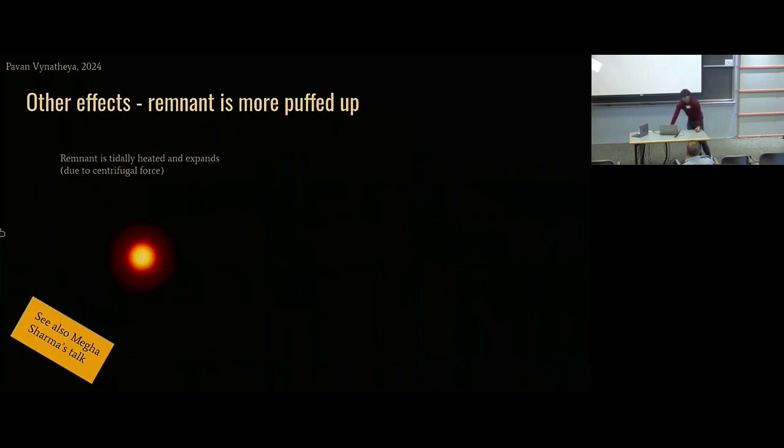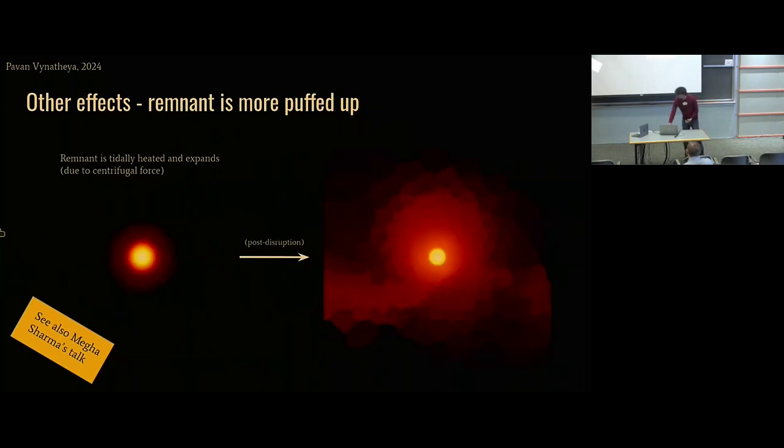Yeah, and I would just like to briefly mention other effects which the remnant might have. So we saw in Mega's talk from before, the remnant is more puffed up after disruption due to tidal heating and so on. So something which looks like this initially might look like this. If you notice, the cells here are irregular. This is how Arepo cells look like, the moving mesh cells.